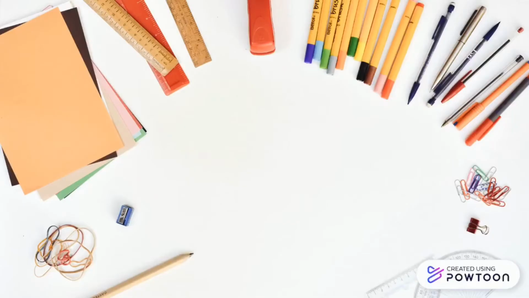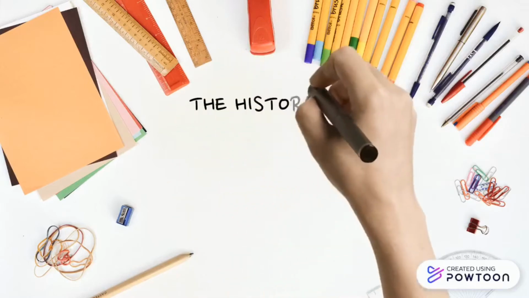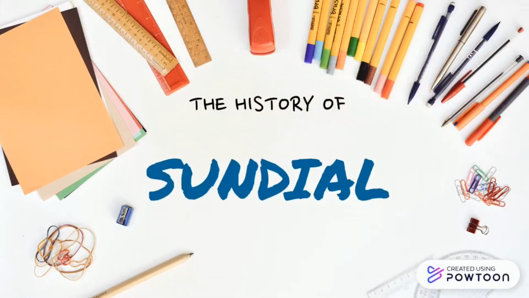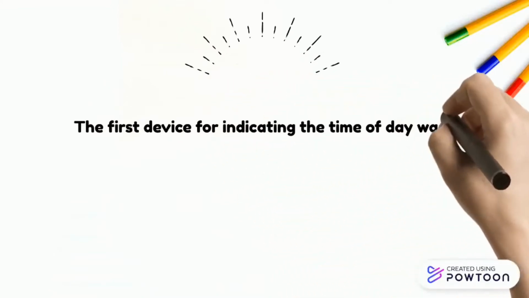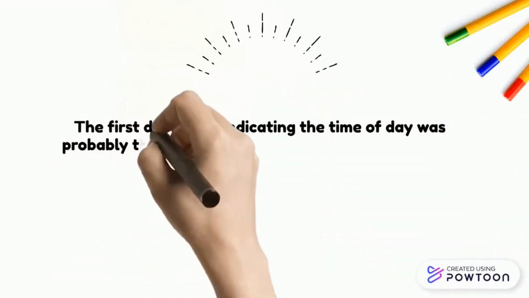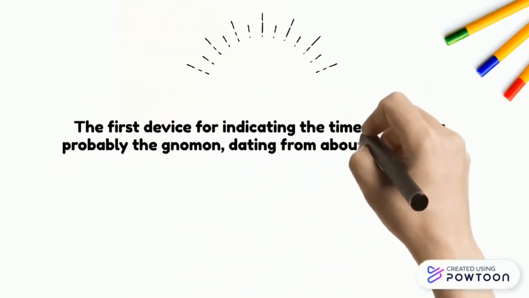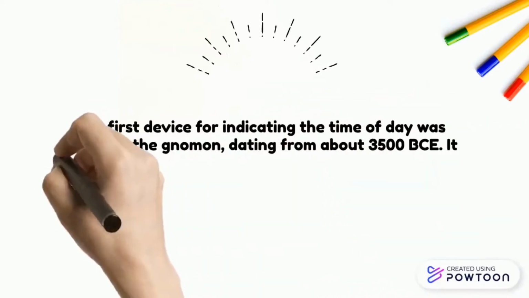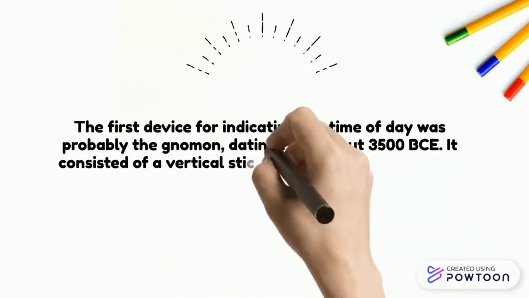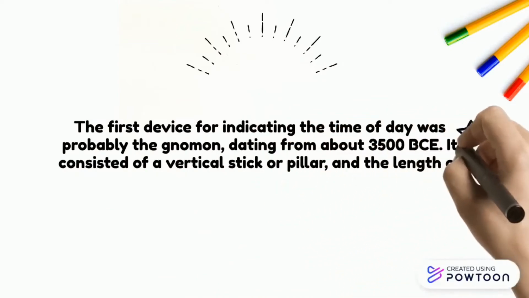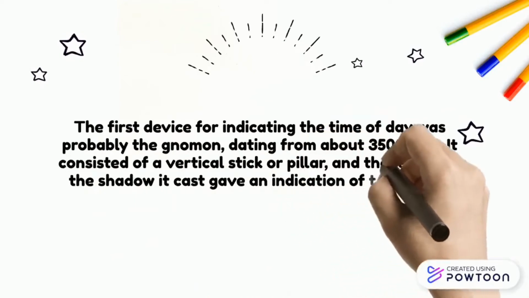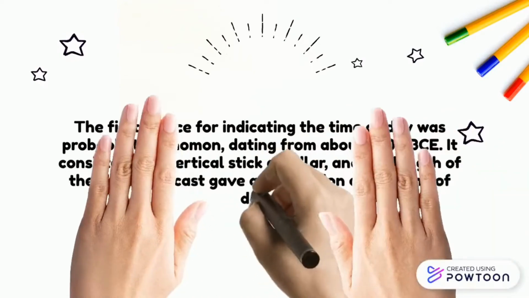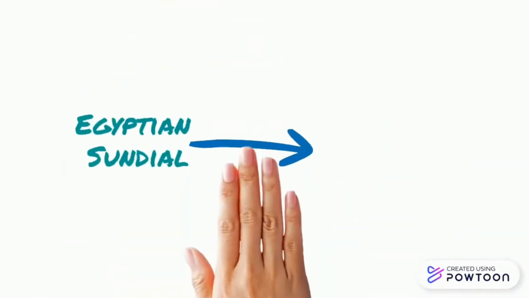Do you know what is the history of sundial? The first device for indicating the time of day was probably the gnomon, dating from about 3500 BC. It consists of a vertical stick or pillar, and the length of the shadow it casts gave an indication of the time of day. Egyptian sundial.